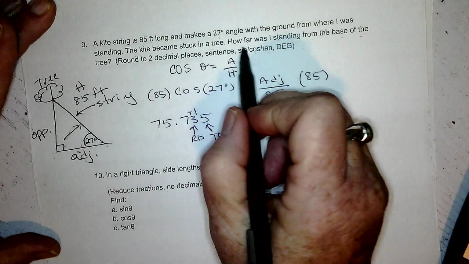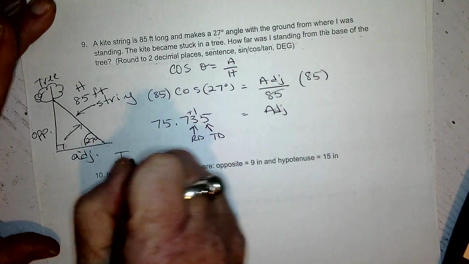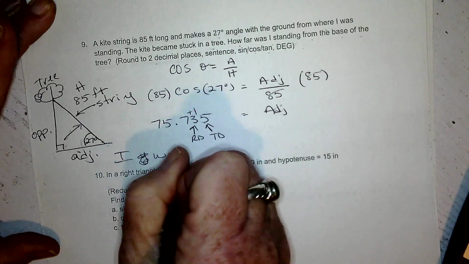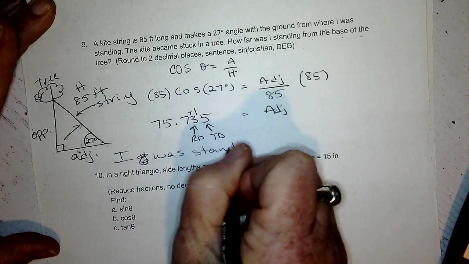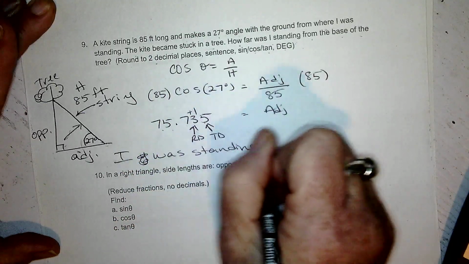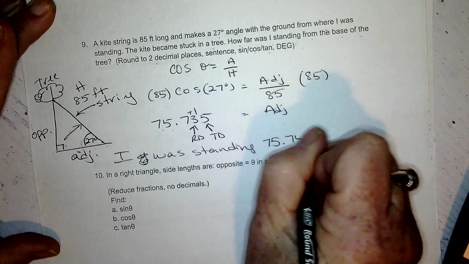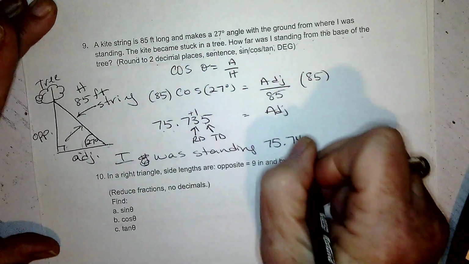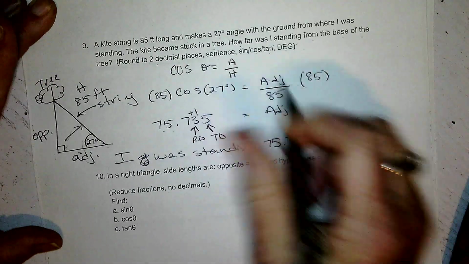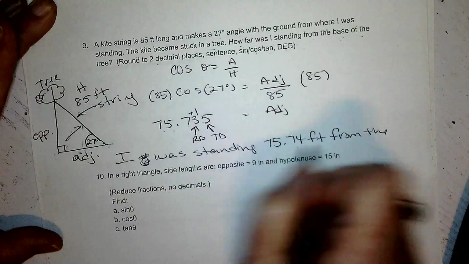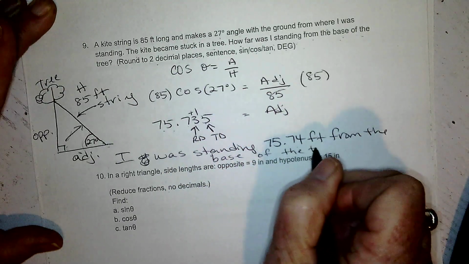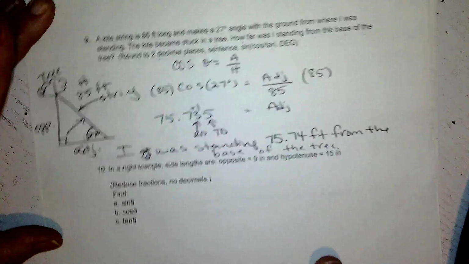So let's write our sentence. How far was I standing? I was standing 75.74 feet from the base of the tree. I'm using the words base of the tree. Just answer the question. That's what we're looking for.